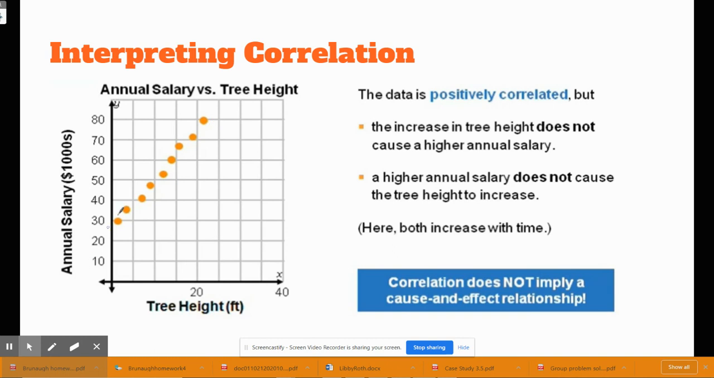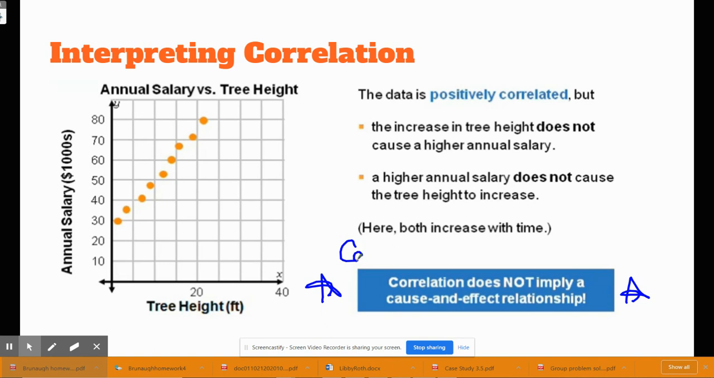This data is related positively, but this is a really big thing. Correlation doesn't tell us that one thing causes another. It just tells us that it's an uphill trend when you go up together. It does not show a cause and effect relationship.